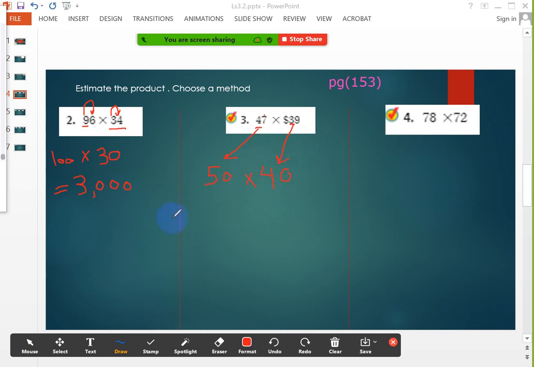Excellent, Lana. Now let's find the answer. 50 multiply 40. 5 multiply 4 and put 2 zeros next to the answer. 5 multiply 4, Lana. 20. Very good, 20. And put 2 zeros next to the answer. So it will be 2000. Very good, Lana. Thank you so much for giving me the answer. So this is the final answer.